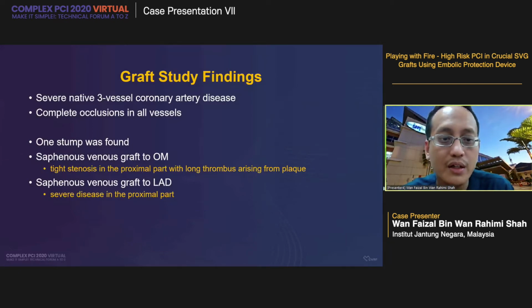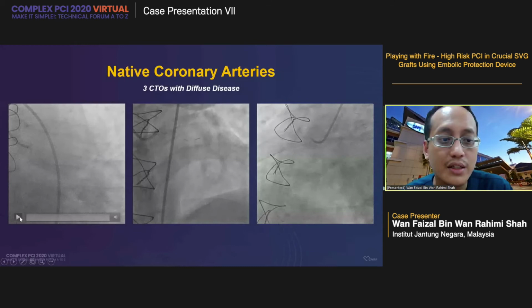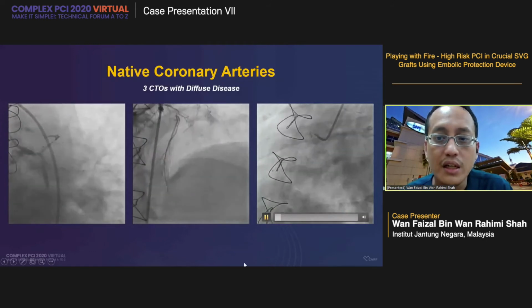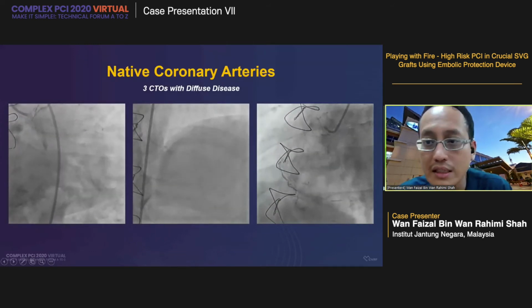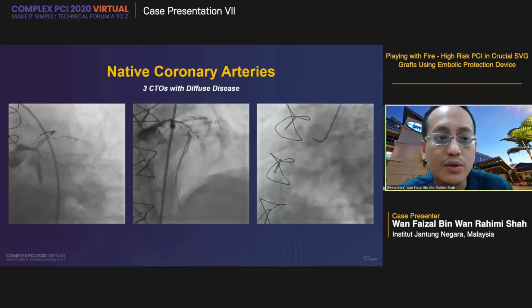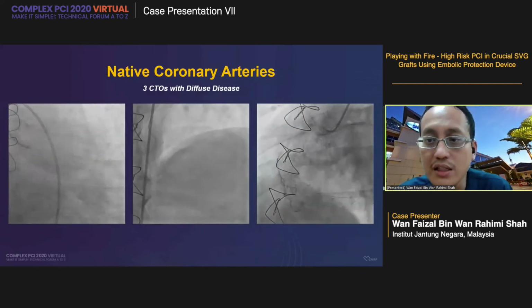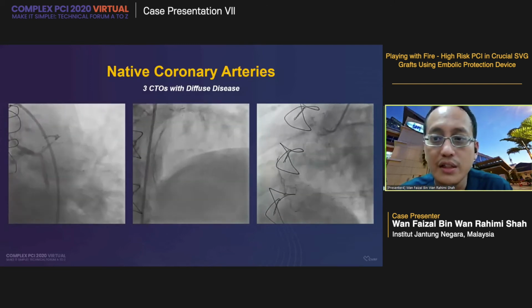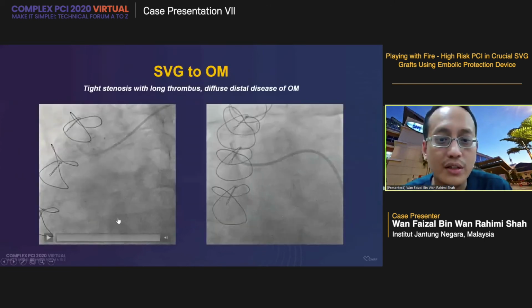The other graft is a saphenous graft to the LAD, also with disease in the proximal part. So just to depict how serious the situation is for us dealing with this high-risk PCI, I'll show you the native coronary arteries first. Here I can see all three vessels are heavily diseased, also with diffuse disease in the branches as well. So you can see here, we could not expect any support from the native coronary arteries at all. So the patient is dependent on one of these grafts.